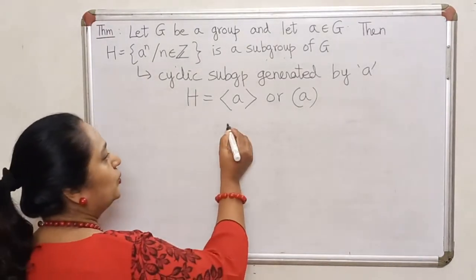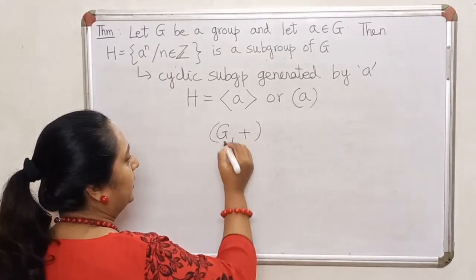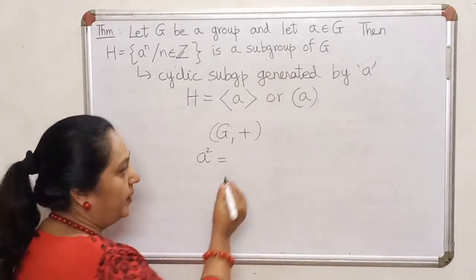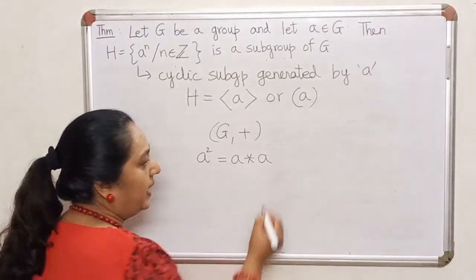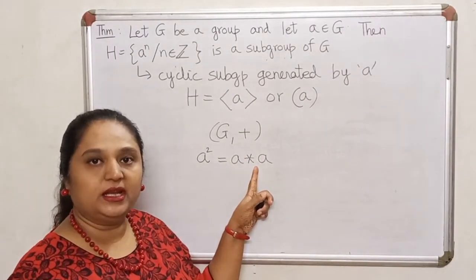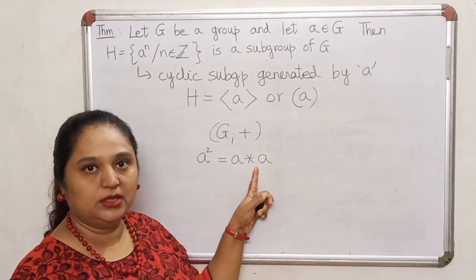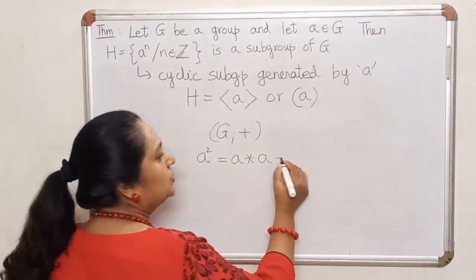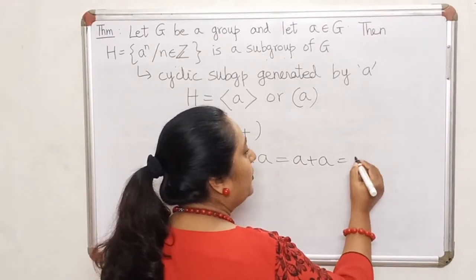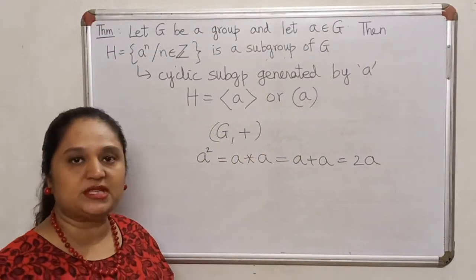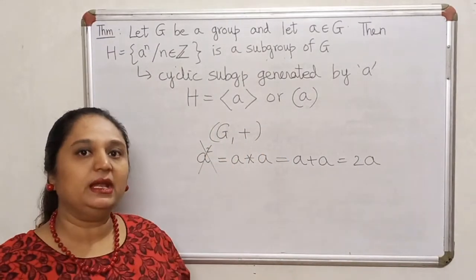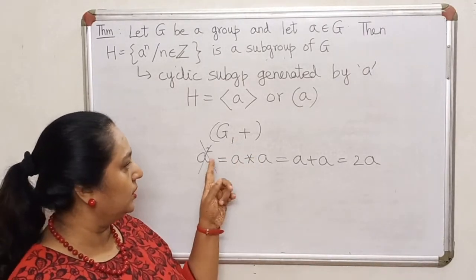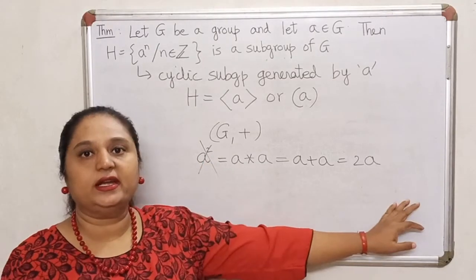Suppose I have a group G whose operation is denoted additively, then let me see what I really mean by A square in this group. By A square, I mean A star A, where star happens to be the binary operation on G. Now if the group operation is addition, this would be A plus A, and it would make more sense to write this as 2 times A instead of A square. A square would be a little misleading in such examples. So in such cases, instead of A square, we will write 2A.